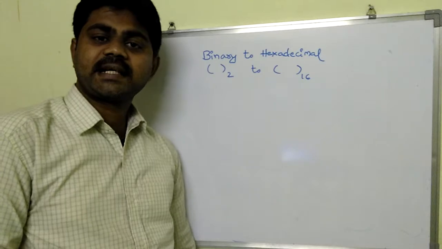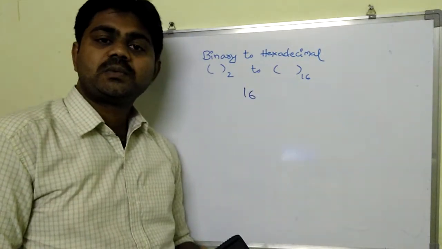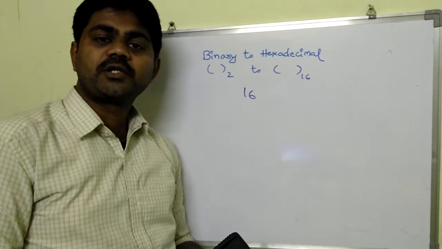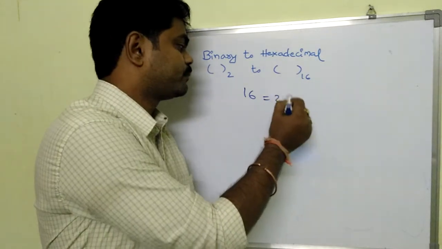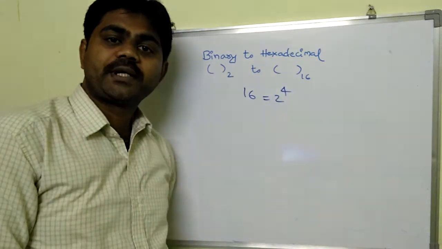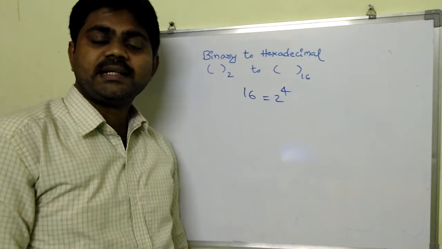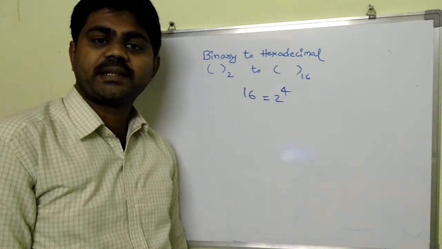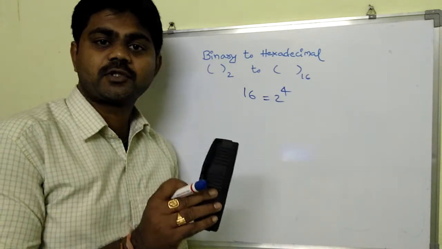So my hexadecimal is 16. So what is 16? In order to represent this in binary format, that is 2 power 4. So 2 power 4 equal to 16, right? So I need to divide the integer part and fractional part in such a way that it is divided into 4 divisions each. That means I require 4 spaces.